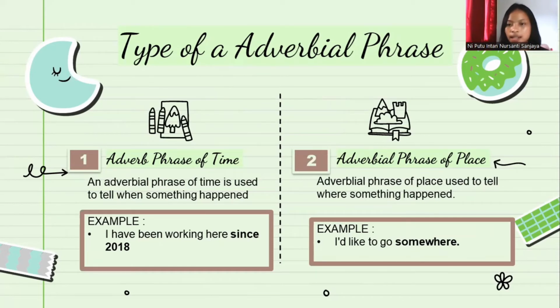Okay, the next is adverbial phrase of place. Adverbial phrase of place is used to tell where something happened. For the example, I'd like to go somewhere. And what is the adverbial phrase in the sentence? Yes, that's right. Somewhere.